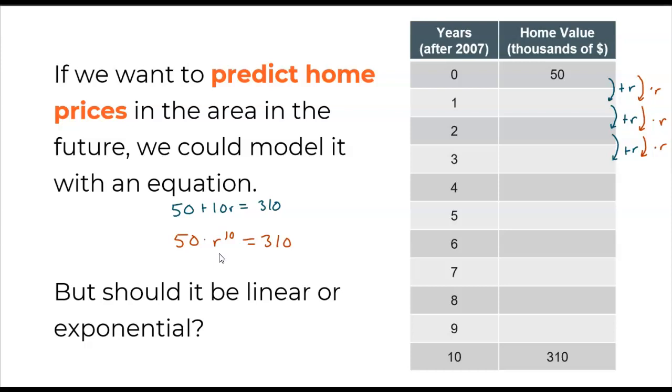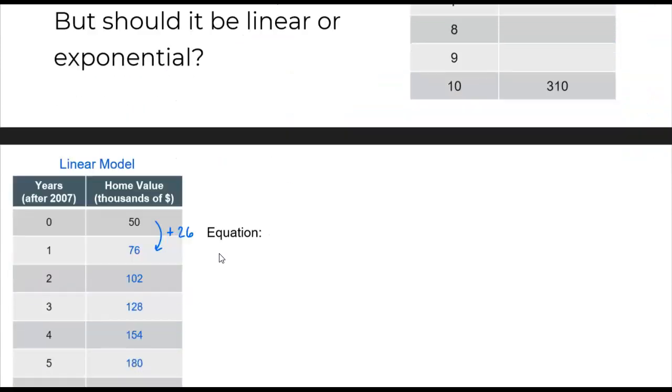We have already done this before, so I don't want to focus on that in this lesson. So I've already done that for you. You can see if we add 26 each time, 26, 26 again, 26, we go from 50 to 76 to 102 all the way up to 310. So this is our common difference. Over 10 iterations we get from 50 to 310.